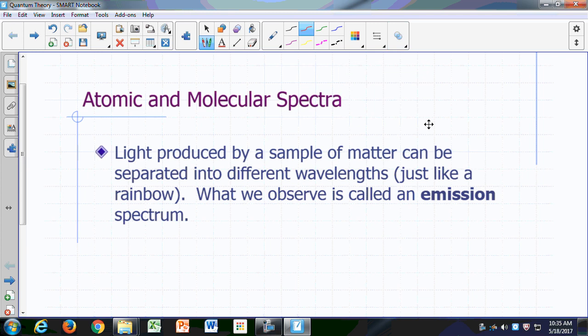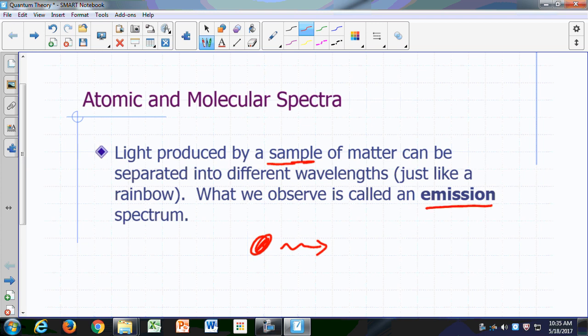Let us now take a look at some facts about light and see what kind of information that provides us regarding atoms and molecules. So if you have a sample of matter, it produces light. That light that's produced is called an emission.